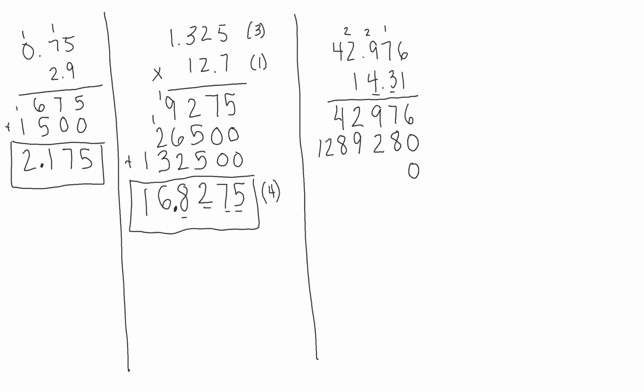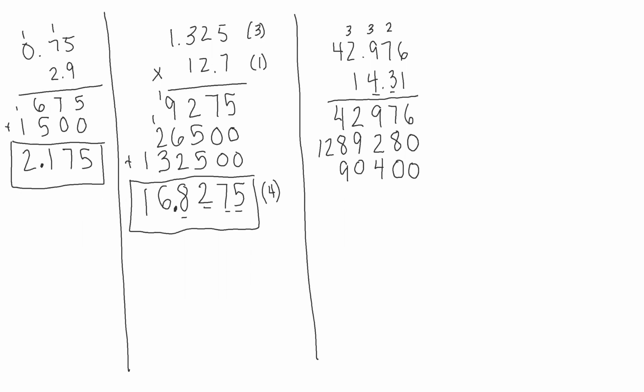So I'm going to put 2 zeros down here for the 400. Then I can just multiply everything by 4. Well, 4 times 6 is 24. So I keep a 4, carry a 2. 4 times 7 is 28. 28 plus 2 is 30. So I keep a 0, carry a 3. 4 times 9 is 36. 36 plus 3 is 39. So I keep a 9, carry a 3.